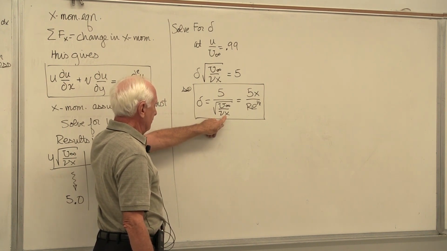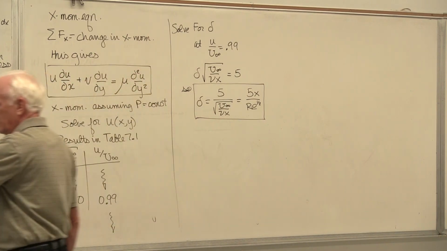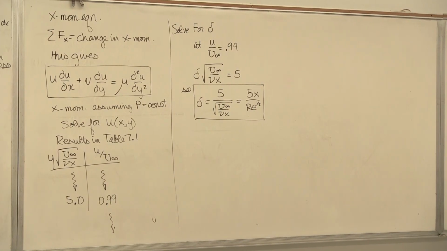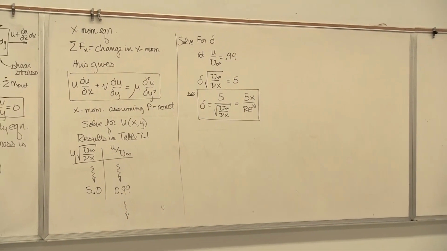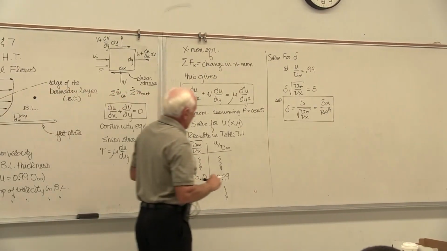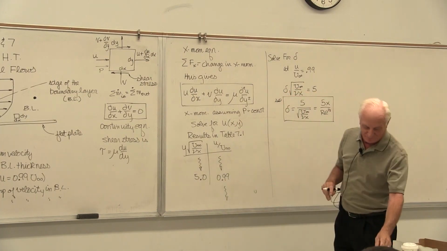All right, at x equals 0, delta equals 0. As x gets bigger, delta gets bigger. How? As a square root of x. Here. Bends over like this. Square root of x, like this. It's not linear. It bends over as a square root function. Okay, so that's how we find, quote, the edge of the boundary layer.